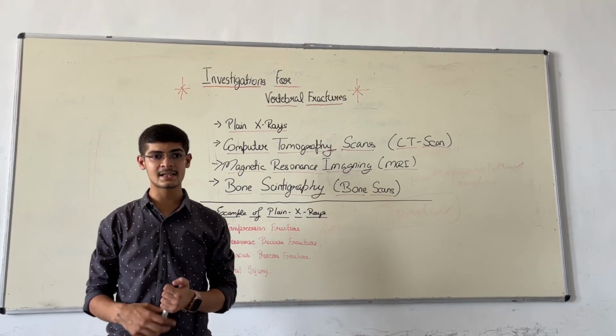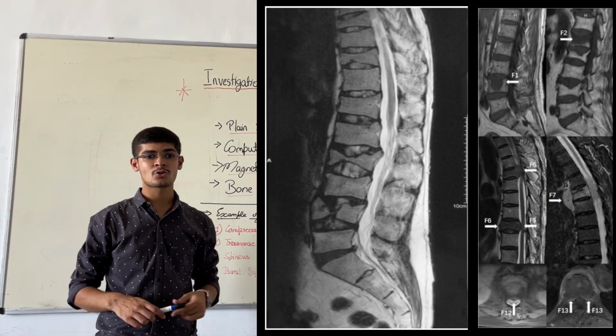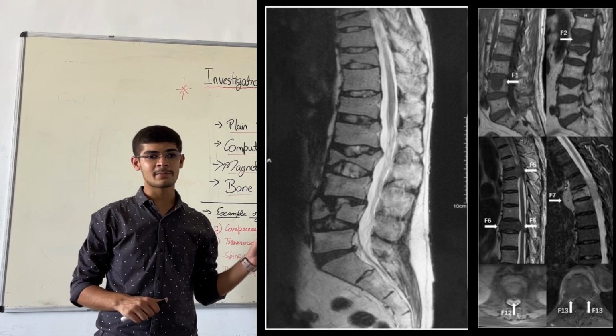So now let's see an example of the MRI scan. Here is an MRI report showing the vertebral body fracture.